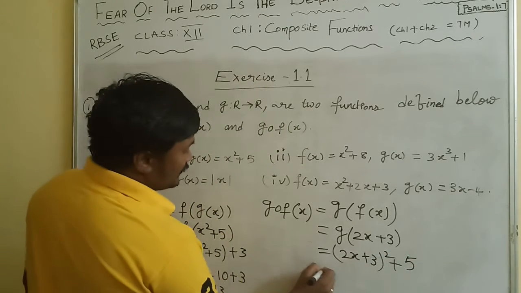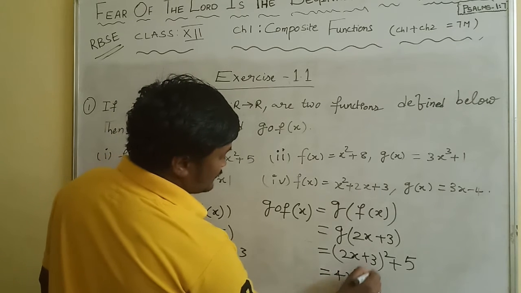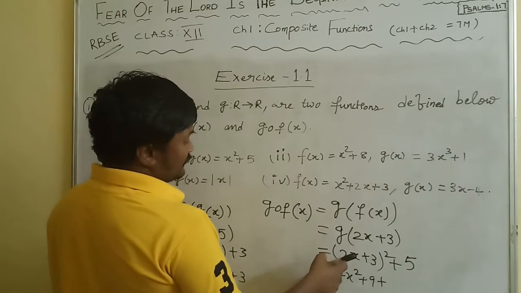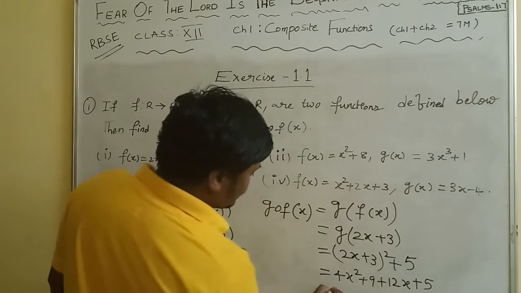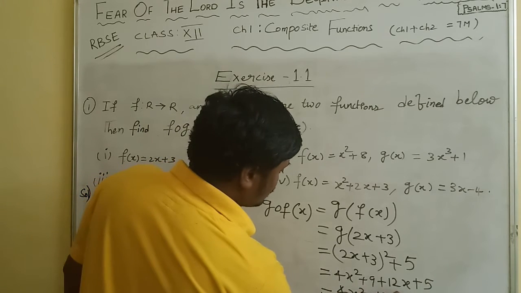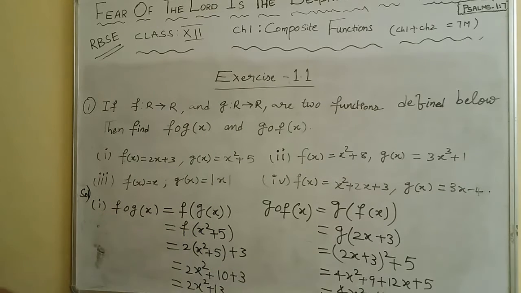(a plus b) whole square: a square means (2x) whole square is nothing but 4x square, plus 3 square is nothing but 9, plus 2 into a into b. So 2 2s are 4, 4 3s are 12, 12x, plus 5. So now 4x square plus 12x plus 14. And here f circle g need not be equal to g circle f, but if it is associativity, it must be equal. So that is about your first problem. So let's move on to the second.